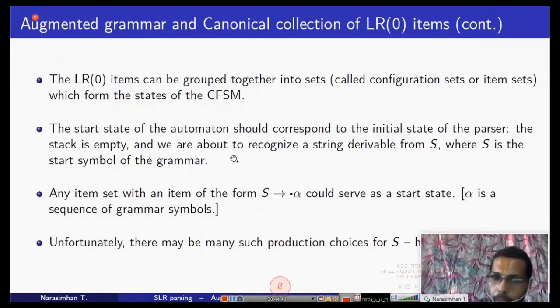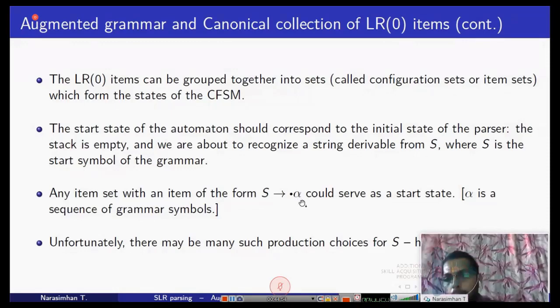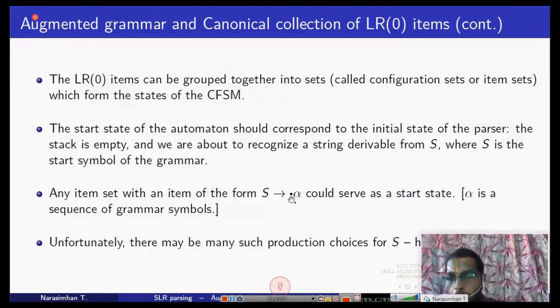That means the item set which contains the item of the form S gives dot alpha. What is S? Start symbol. Alpha is some sequence of grammar symbols, a mixture of non-terminals and terminals. So dot at the left-hand side means you are going to start the parsing process. This is the start symbol, right? Whichever item set has got such an item in it, that item set should be made the start state.